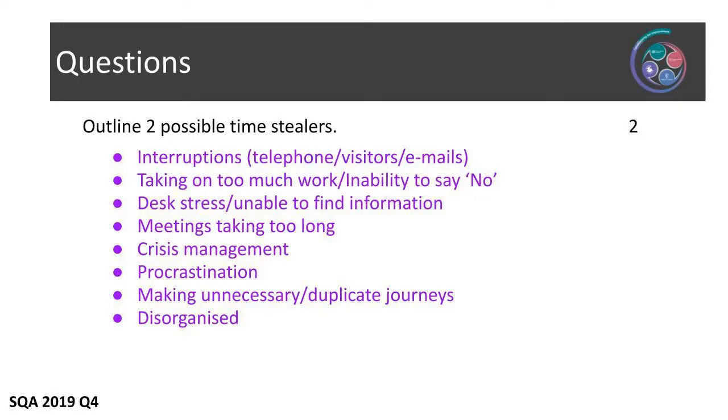That becomes a time stealer. Procrastination, I think that's one that probably many of us can relate to. It's easy to go and find something else to do instead of do what we're meant to do. So that's a definite time stealer. Making unnecessary or duplicate journeys, just instead of getting yourself organized and knowing what you should be doing in what order, duplicating or doubling up on things is usually because people are a bit disorganized. So just outlining any two of those, just with a little bit of detail to explain what they are, would see you getting the 2 marks there.